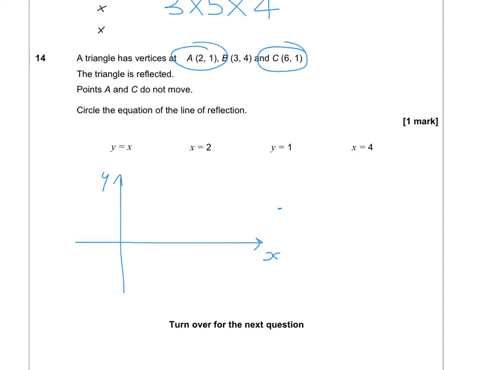So A is about here, B is about here, and C is here, and notice C and A are on the same level because they both have a y coordinate of 1. If the triangle is reflected and points A and C do not move, that means the line of reflection has got to be the line y equals 1.